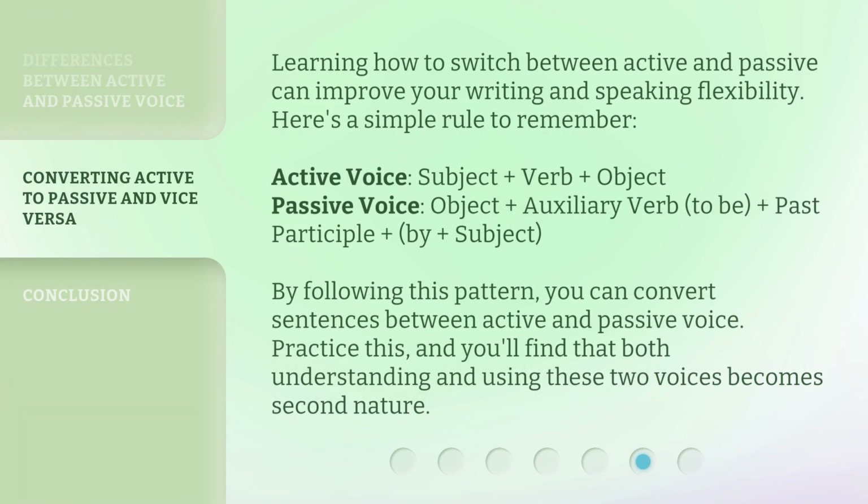Learning how to switch between active and passive can improve your writing and speaking flexibility. Here's a simple rule to remember. Active voice: subject plus verb plus object. Passive voice: object plus auxiliary verb "to be" plus past participle plus "by" plus subject. By following this pattern, you can convert sentences between active and passive voice. Practice this, and you'll find that both understanding and using these two voices becomes second nature.